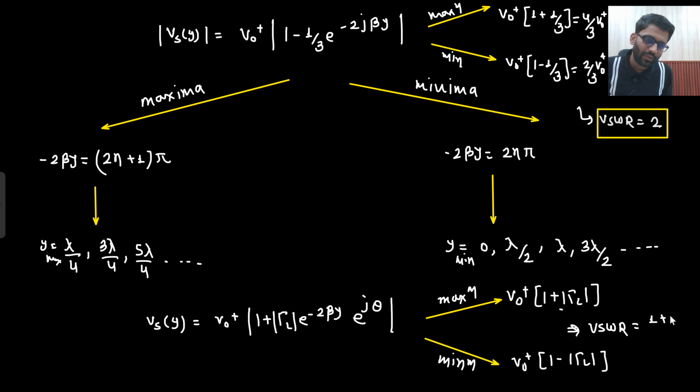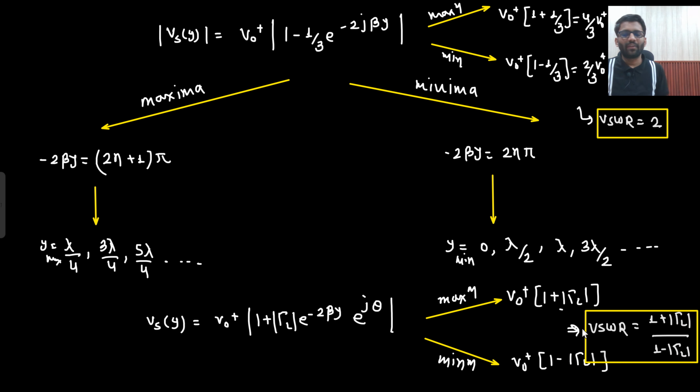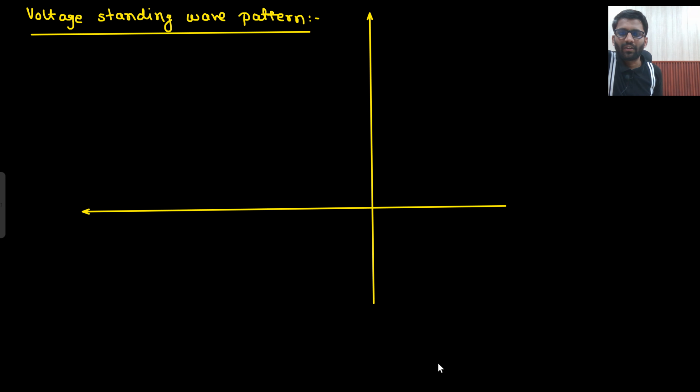That would be 1 plus mod of gamma L divided by 1 minus mod of gamma L, and that is equal to the current standing wave ratio as well. So this formula we have already studied, right? 1 plus gamma L divided by 1 minus gamma L. We have found this for voltage maxima and minima. Similarly, the opposite would be for current maxima and minima. So now we can draw the standing wave pattern for voltage and current both.